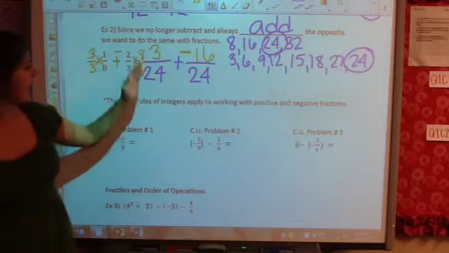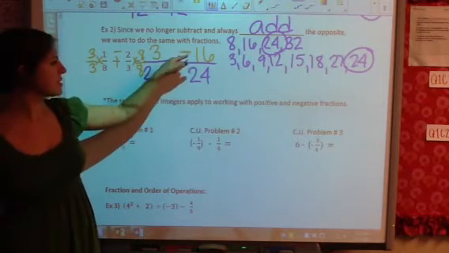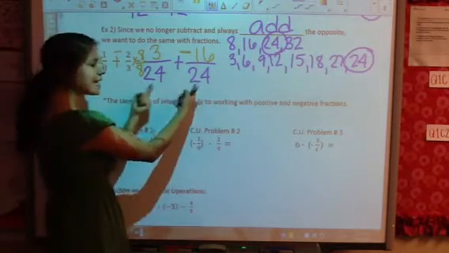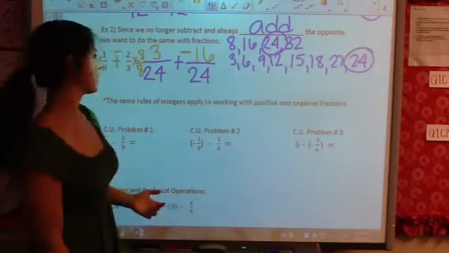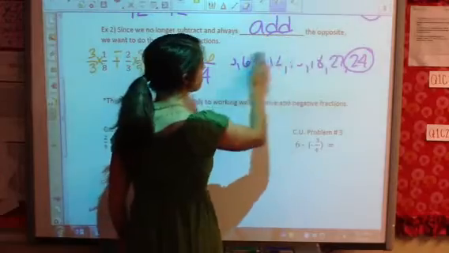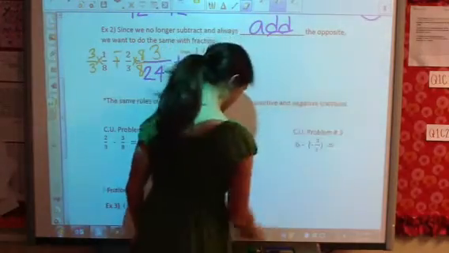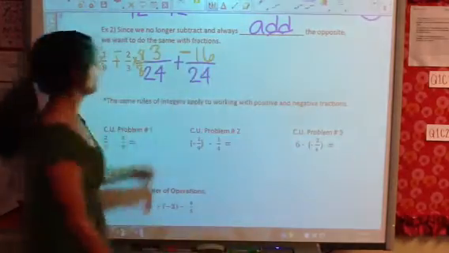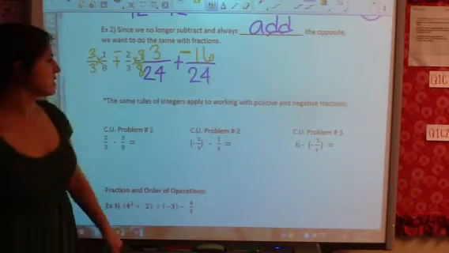So now I have 3 24ths plus -16 24ths. I can add 24ths. That's legal. So I'm going to erase my multiples. Hopefully you guys wrote smaller than I did. So 3 24ths plus -16 24ths.